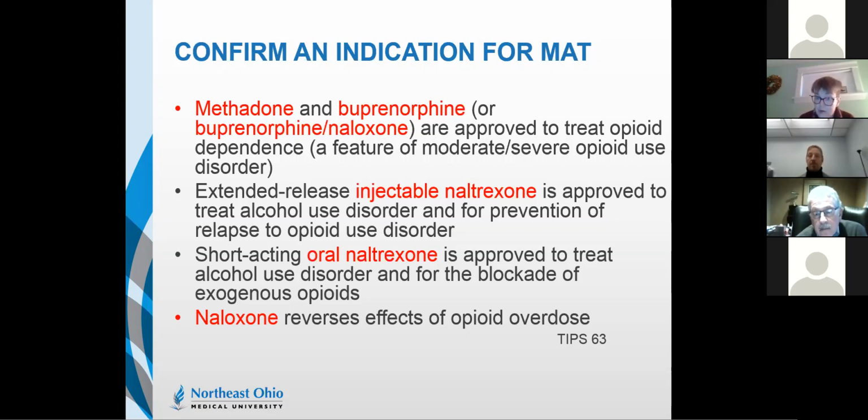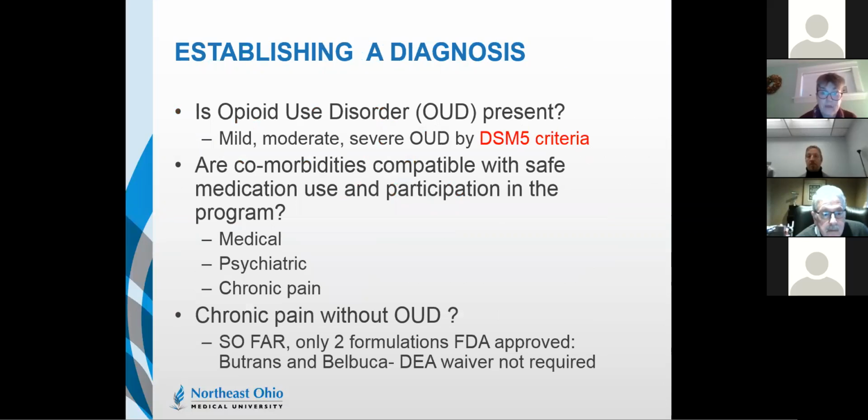Short-acting oral naltrexone is approved to treat alcohol use disorder. It's approved for the blockade of exogenous opioids, but it turns out not to be all that effective for people who are opioid dependent or who have opioid use disorder. There's our friend naloxone that reverses the effect of opioid overdose. Those are indications for use of those medications. We are really interested in seeing which of those patients who have opioid dependence have a diagnosis of opioid use disorder. Those are the people that we really want to treat.